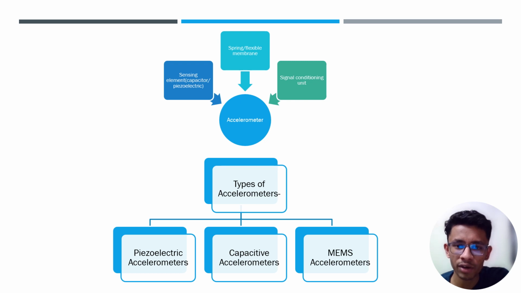Accelerometers can be classified into mainly two categories based on their mode of operation. The first one is piezoelectric accelerometers, the second is capacitive accelerometers. MEMS, that is micro electromechanical system, is nothing but a capacitive based accelerometer, as we will be seeing in the coming slides.